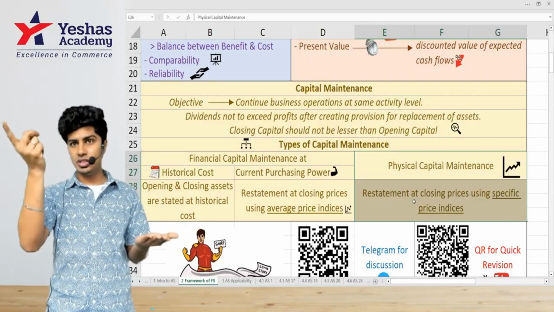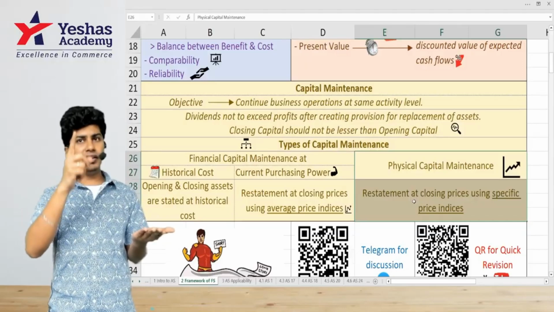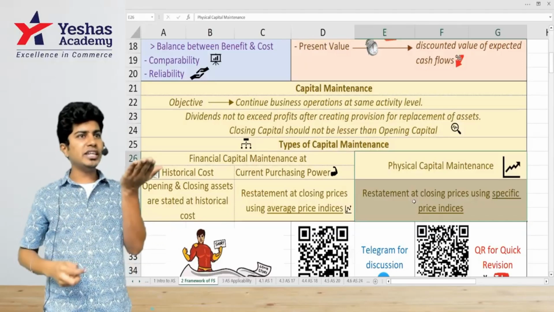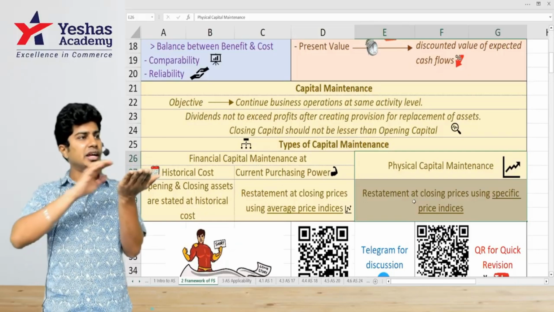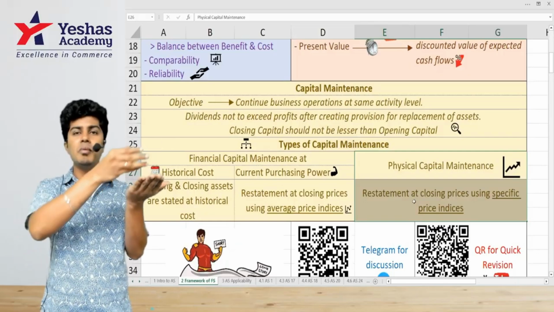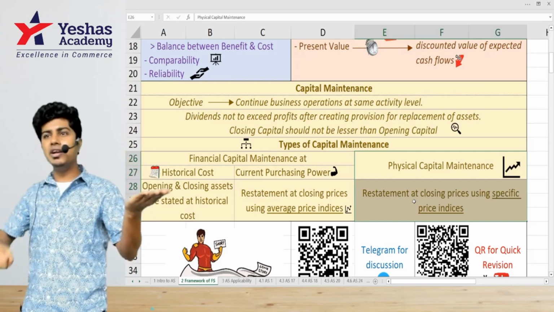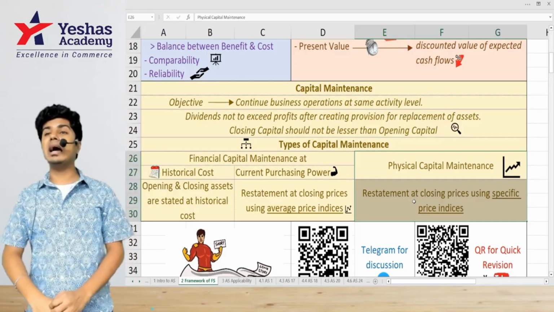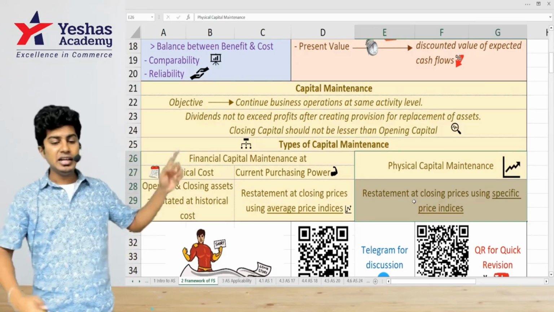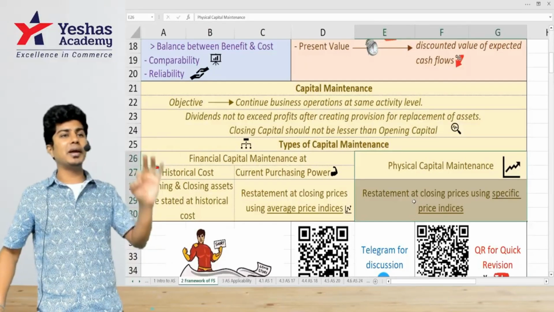Last year I started with 10,000 kgs. 10,000 kgs into 11, 1 lakh 10,000. How much cash do I have with me? 1 lakh 20. Of that, 1 lakh 10,000 I will keep in the business. How much is extra? 10,000 I can withdraw. What is that? Physical capital maintenance. Read that. Restatement at closing price.